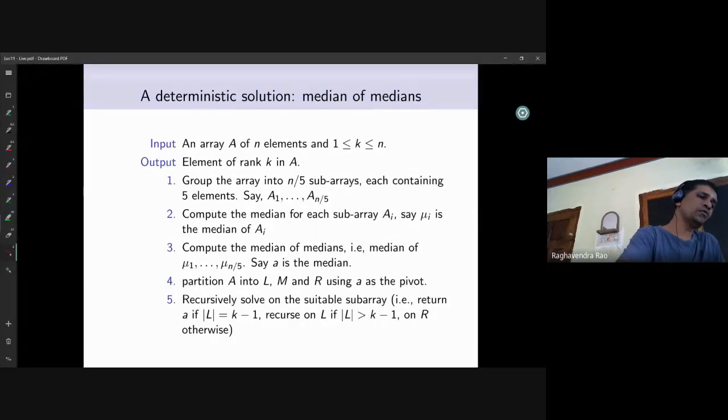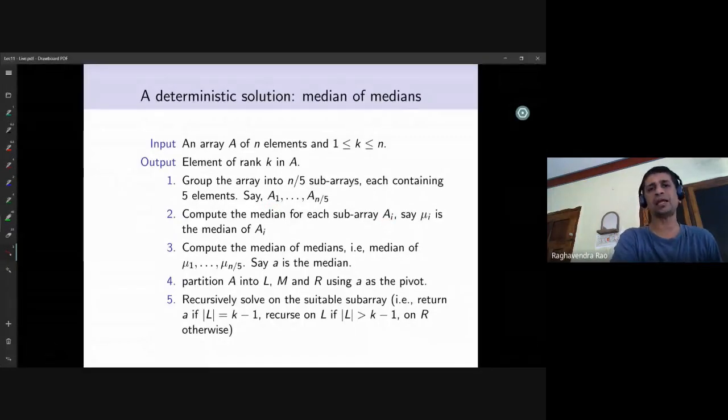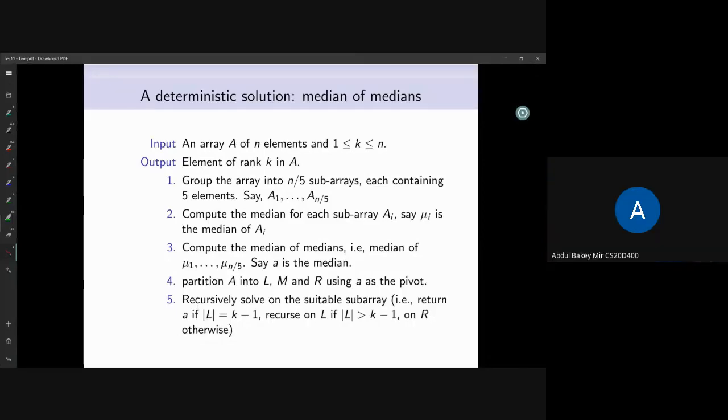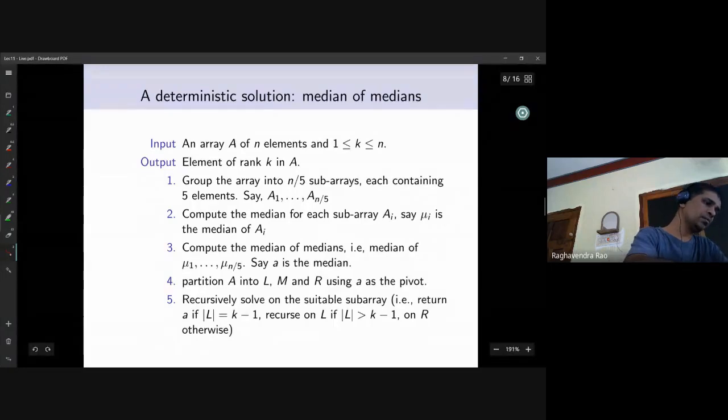Now we compute the median for each subarray. For a 5-element array, how much time do you require to compute the median? Order of 1. Say it's roughly 10 comparisons or 20 comparisons, it is order of 1. It is constant. For a constant size array, you can compute the median in a constant number of operations. So let's say the medians are mu1 to mu n by 5.